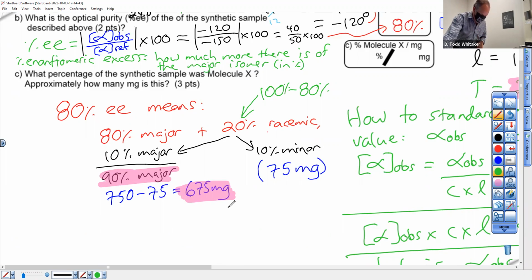So the answer I need in the box is highlighted: 90%, 675 milligrams. They'll either match or not. That's your two choices. Okay, no math needed. All right, I'm spent. That's it.